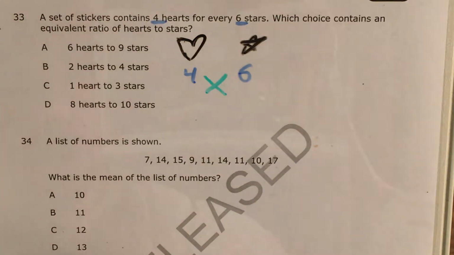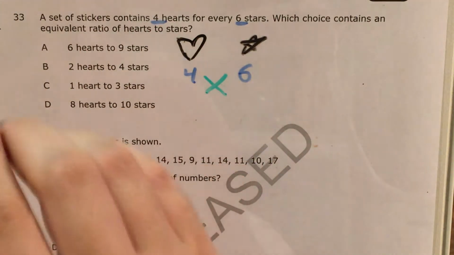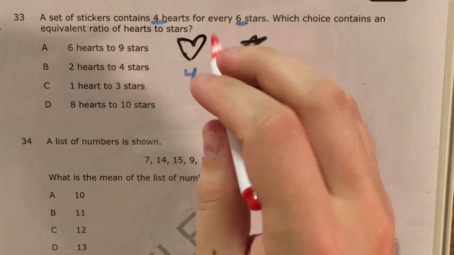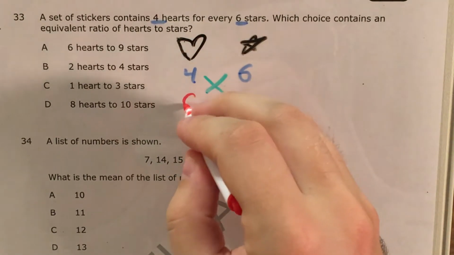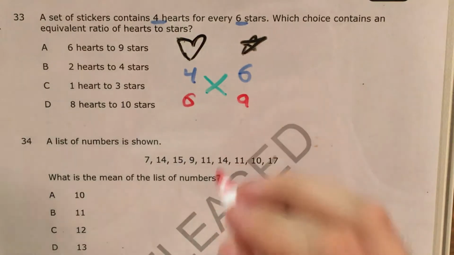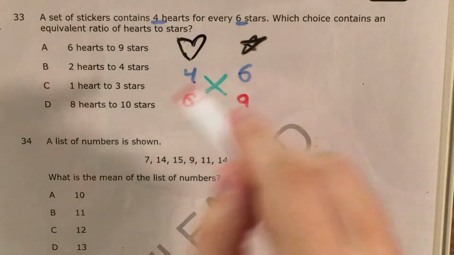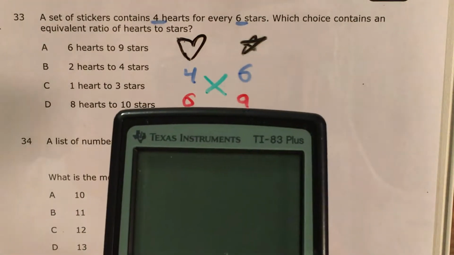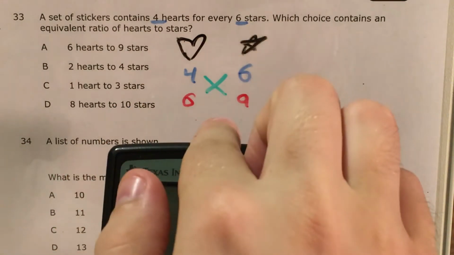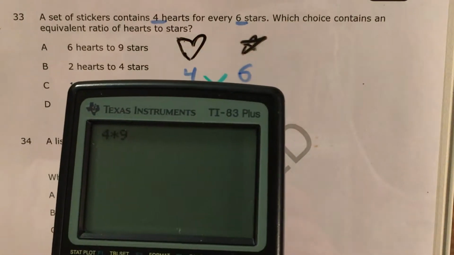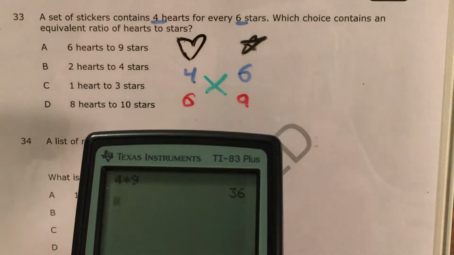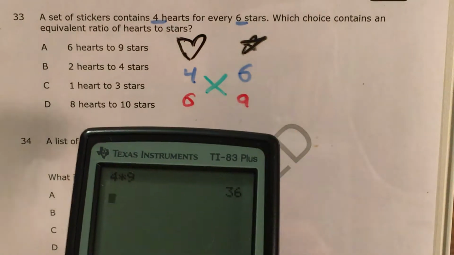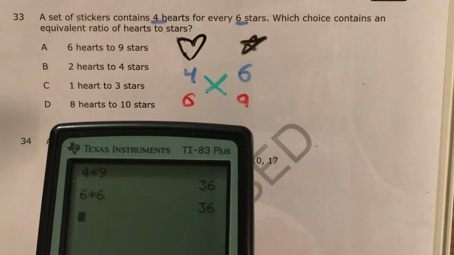So the exact way I'm going to do this is I'm going to pick an answer choice. So I'll start with A, and I'm going to test if there's 4 hearts to 6 stars, is it true that there are 6 hearts for 9 stars? The reason why I wrote this X in the middle and why I said cross-multiplying is because we're going to test this answer choice by multiplying my top left number by my bottom right number. So I'll do 4 times 9. That gets me 36. I'm going to do the same thing with my bottom left and top right numbers. 6 times 6. That also gets me 36.